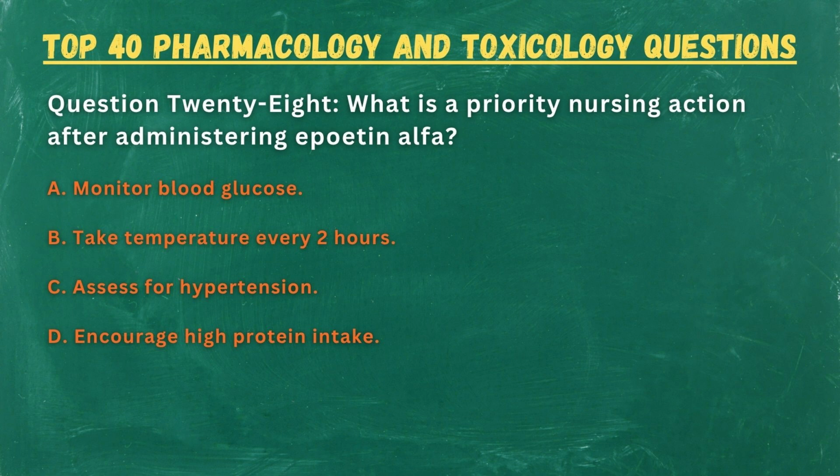Question 28. What is a priority nursing action after administering epoetin alfa? A. Monitor blood glucose. B. Take temperature every 2 hours. C. Assess for hypertension. D. Encourage high-protein intake. Answer: C. Assess for hypertension.